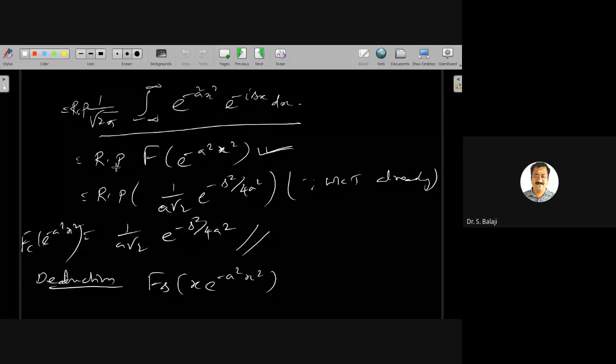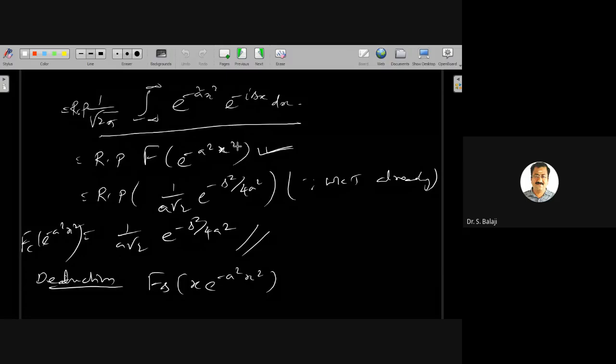That is equal to the real part of, now this is totally the Fourier transform definition, minus infinity to plus infinity e power minus isx. This is the Fourier transform of e power minus a square x square. Real part of the Fourier transform of e power minus a square x square.